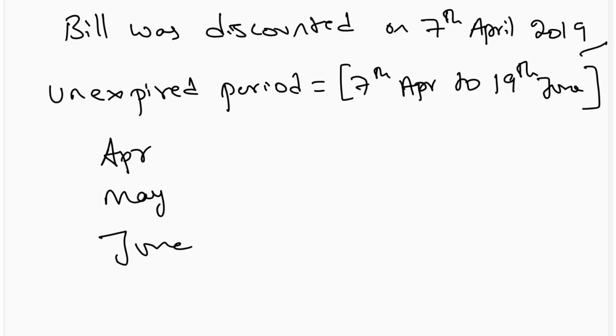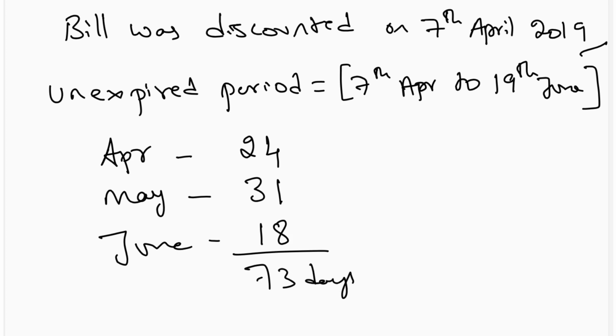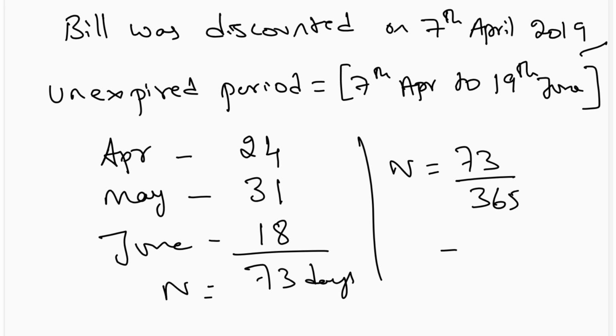The bill was discounted on 7th April 2019. The unexpired period will be from 7th April to 19th June. So April, how many days? May and June. From 7th April, if you find out the total: April 24 days, May complete 31 days, June 19th, but I will not consider this last date. So total 73 days. So N is 73. N is 73 divided by 365, that is 0.2 years.